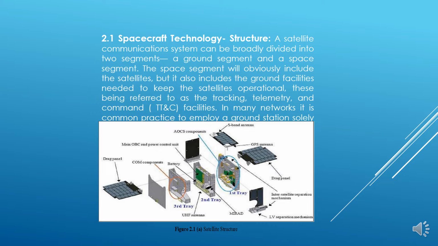Spacecraft technology structure. A satellite communication system can be broadly divided into two segments, a ground segment and a space segment. The space segment will obviously include the satellites, but it also includes the ground facilities needed to keep the satellites operational, these being referred to as the tracking, telemetry and command (TT&C) facilities. In many networks, it is common practice to employ a ground station solely.